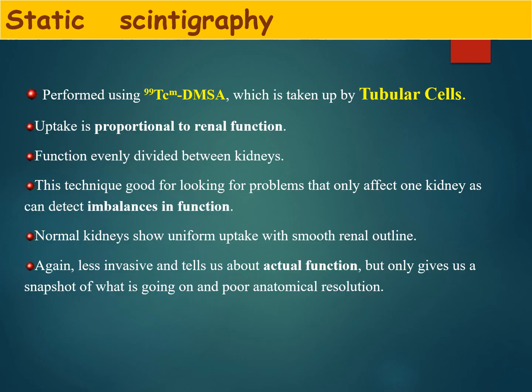In static scintigraphy, we said we intend to study the tubular functions of the tubular cells. It is performed using technetium 99 DMSA, as they call it, which is taken up by the tubular cells. Uptake is proportional to the renal function. That's why we could say that the function of this kidney is 25%, and the function of this kidney is 75%. The GFR, glomerular filtration rate, for this kidney is 1, 2, 3, 4.